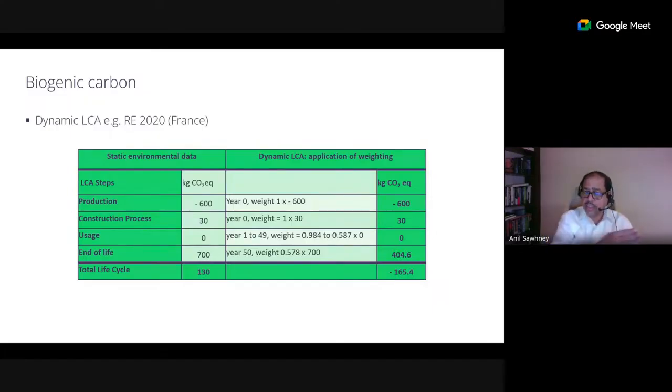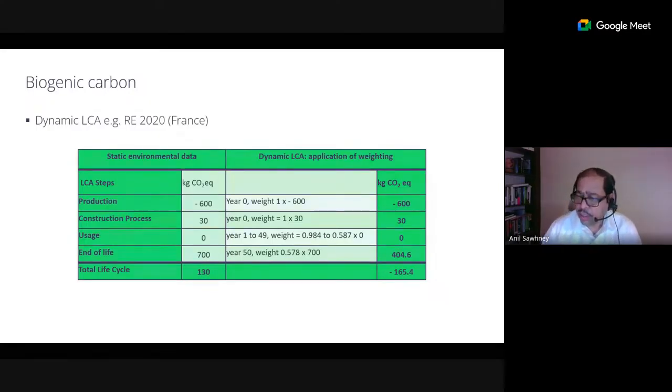Okay, so minus 600 plus 600 washes out. You use 30 for constructing and 100 for deconstructing. So your system got 130 kilograms carbon dioxide equivalent because of that beam.